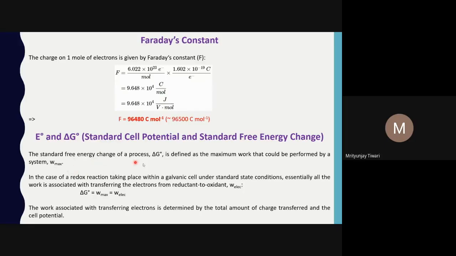The standard free energy change of a process, delta G naught, is defined as the maximum work that could be performed by a system, which we represent as W max. In the case of a redox reaction taking place within a galvanic cell, or voltaic cell as we also call it, under standard state conditions, all the work is associated with transferring electrons from the reductant to the oxidant, and thus we can represent this work as W electric.